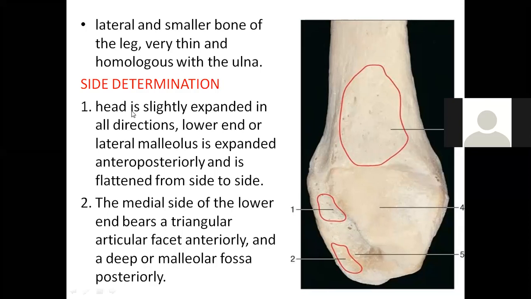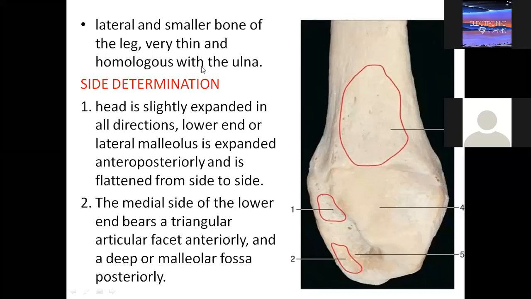Okay, then. So fibula is lateral and smaller bone of the leg, very thin, and it is homologous with ulna. Why we are calling it as homologous with ulna? Because I told you during embryological development there will be rotation of limbs. Okay. Head is slightly expanded in all directions.